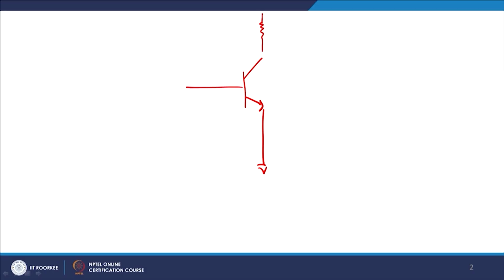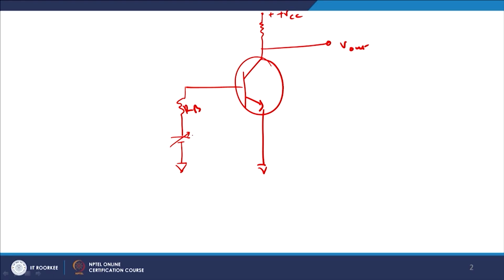So, I have an RC here, I have a base resistance RB here, and since this is NPN, I can just do it like this, right. Maybe I can fix a value of voltage plus VCC here, and I try to take the value of V out from this particular place. This is RB and this is my V in, and it is varying, and I want to take the output from this end, and this is the collector current which is flowing here, IC.